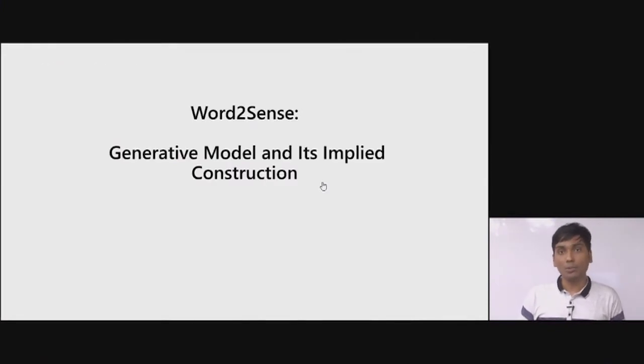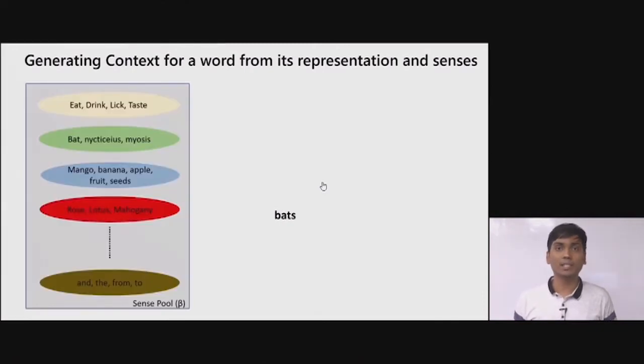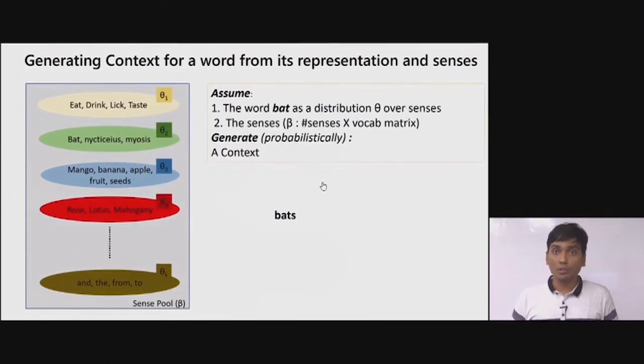Okay, so now we'll speak about the assumed generative model, which will imply the Word2Sense construction. We assume that we are given this sense pool containing k senses, and each sense is represented by some of its top words. We also assume that we are given the theta i's, that is, the prior probability of each sense for the word bat. And now I want to generate the context around the word bat.